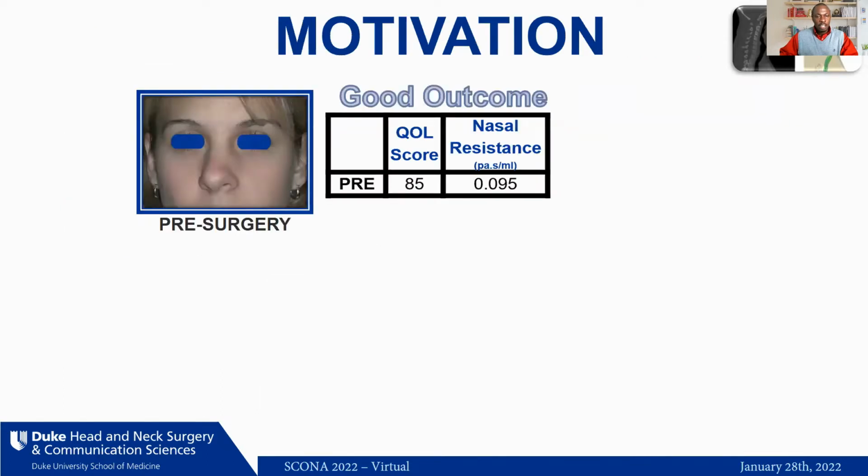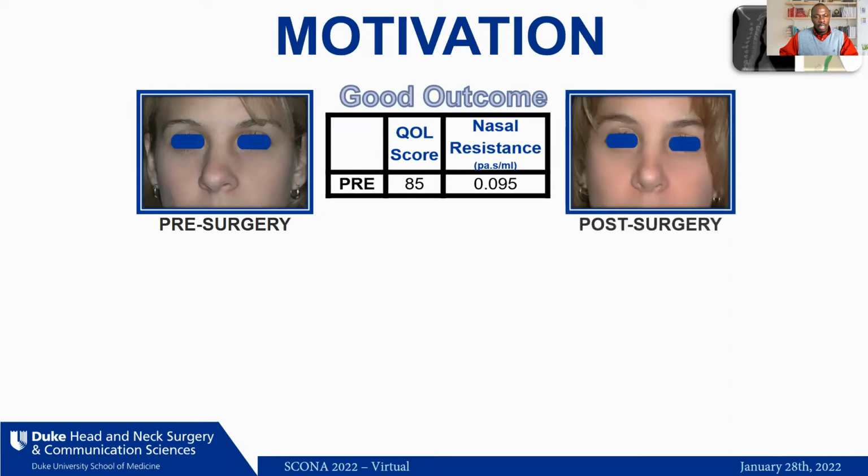The motivation behind this project is due to the following scenarios. You have a patient with nasal obstruction and her reported quality of life score prior to surgery was 85. Her corresponding CFD computed nasal resistance value is also shown. Here is what the patient looks like after surgery.